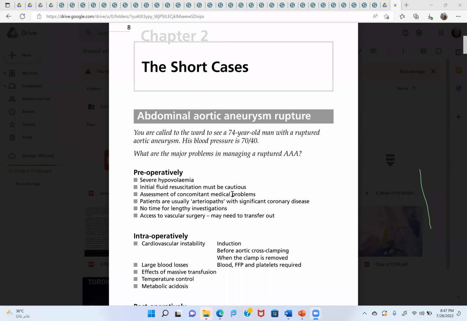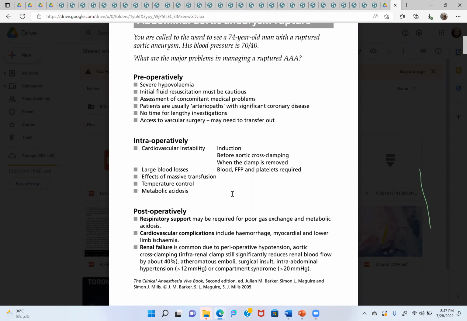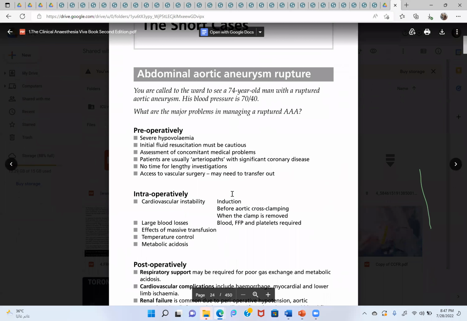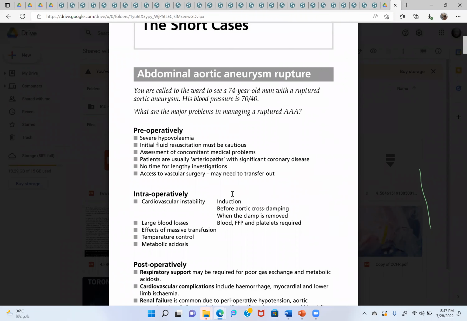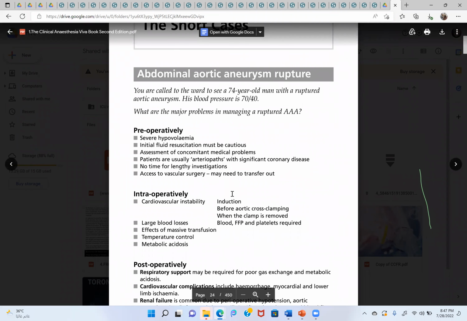I mean, a number of things I have explained to you. Actually, sometimes the review books give you a very good insight into how to approach a topic. So you will just have a look at here, and this will be just a tip of the iceberg, and then you will try to cover the rest of the things which may be asked. Okay. So this is a scenario that you have a 74-year-old man with ruptured aortic aneurysm, blood pressure is 70/40.